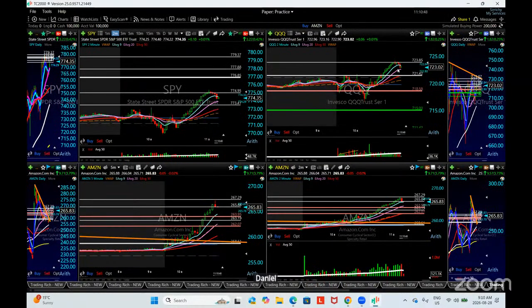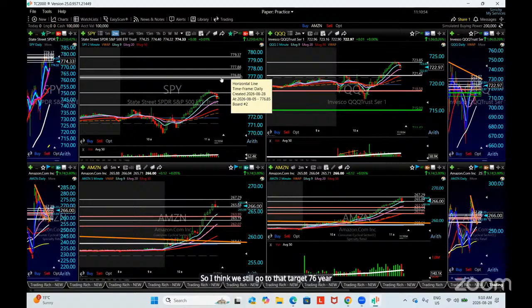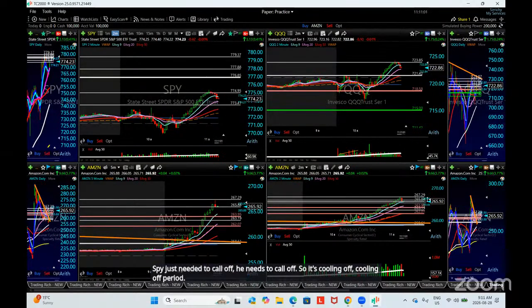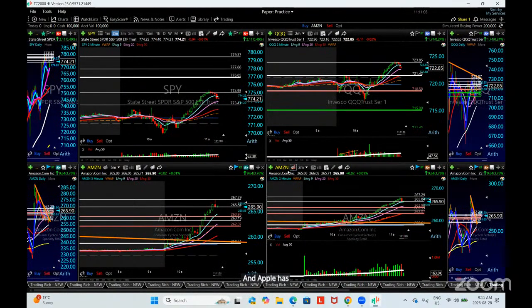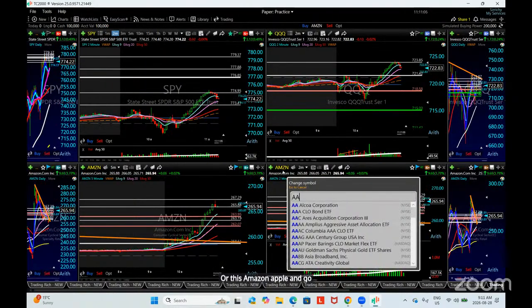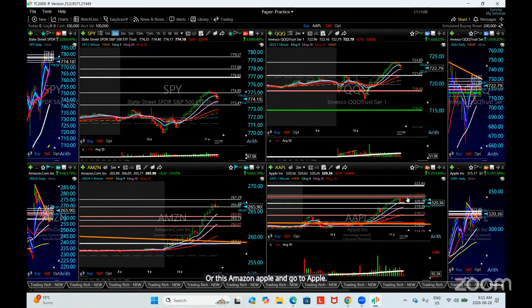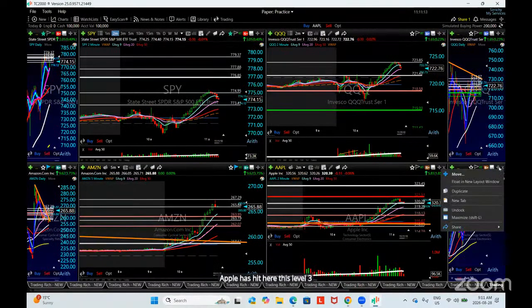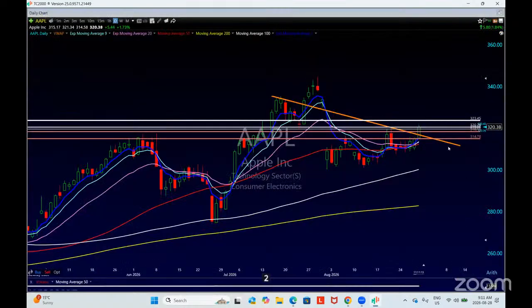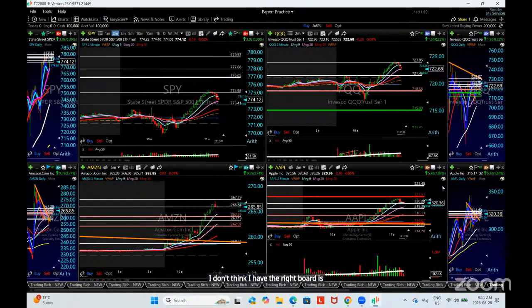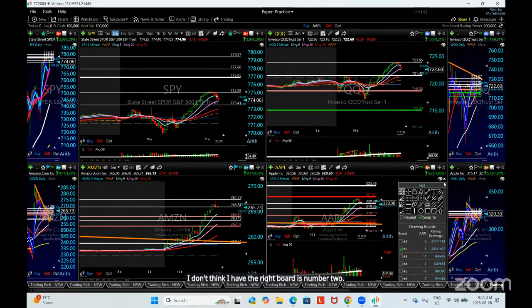I think we still go to that target 776 here today. SPY just needed to cool off, so it's a cooling off period. And Apple has hit this level, 321. Hit that target, so now it's pushing. I don't think I have the right board. This is number 2 as well.